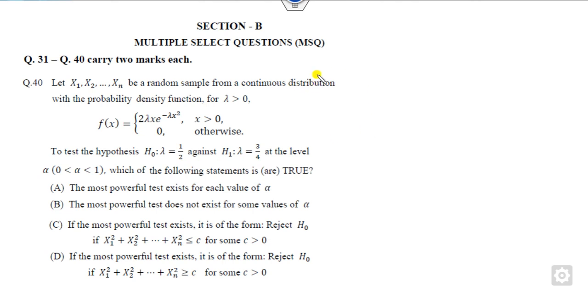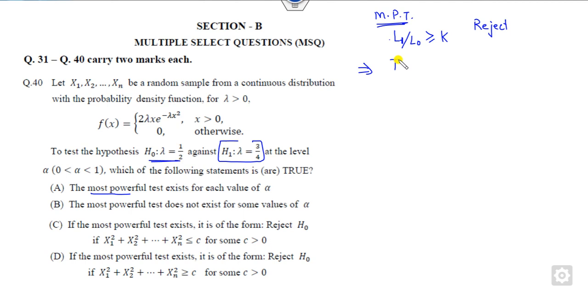Look at the last question. You have to find the maximum power test. What is the meaning of the maximum power test? You have to start with L1 divided by L0, which is always greater than k. This is the region of rejection. What is L1? The likelihood at this point, and L0 is here. So we can substitute the values of this.